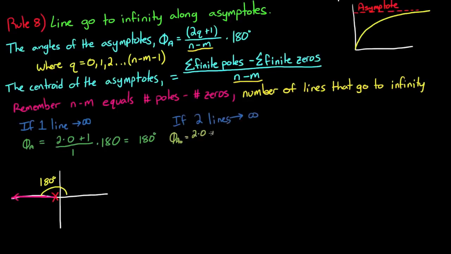So moving on, if you have two lines that go to infinity and you do out the math, you'll see that one line goes off to infinity at 90 degrees and the other one goes off to infinity at negative 90 degrees.